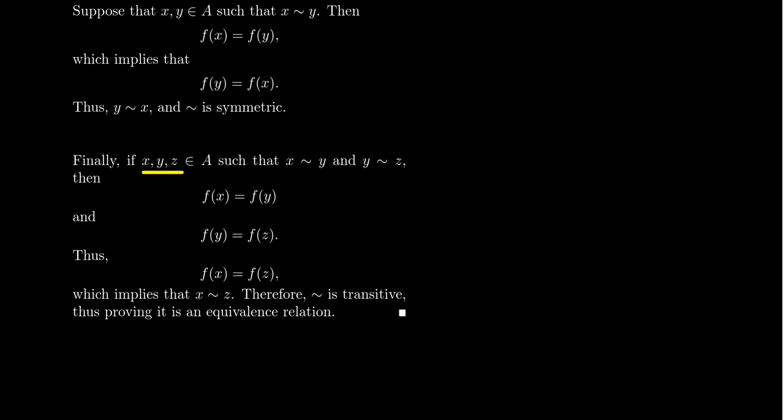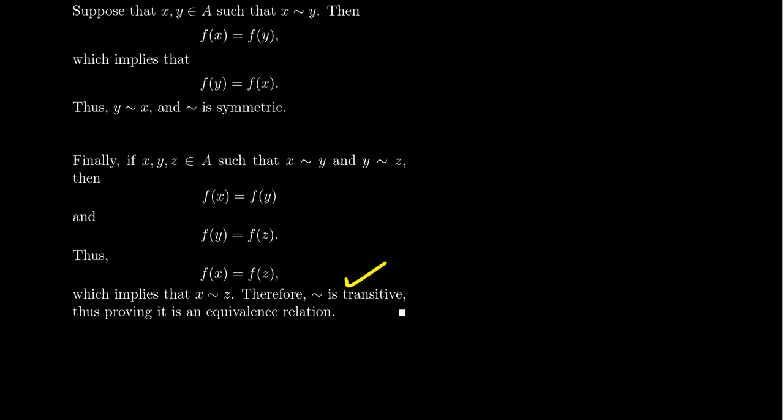Well, if x is related to y, that means that f of x is equal to f of y. If y is related to z, that means they have the same images. Therefore, f of y equals f of z. And since f of x and f of z are both equal to f of y, that forces f of x to be equal to f of z, thus showing that x is related to z. This shows us that we have a transitive relation.